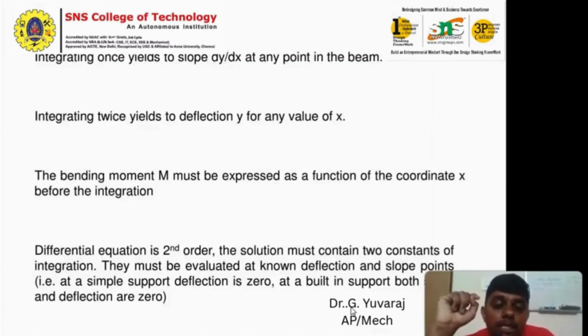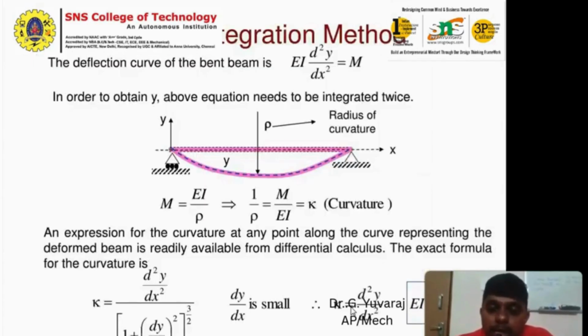This differential equation is a second order equation, so its solution must contain two constants of integration. They must be evaluated at known deflection and slope points, with respect to the point where the moment is taken as 0. So here we are doing two different integrations. For any kind of deflection we need to use the equation M is equal to EI d square y by dx square.